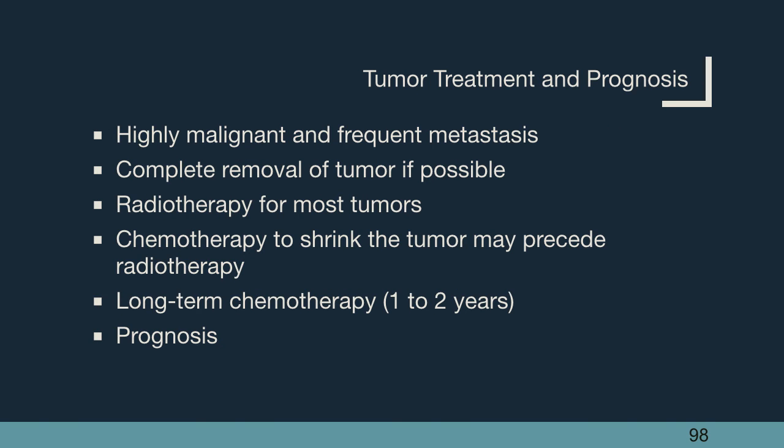Some of the tumor treatments and prognoses: they're highly malignant, and there's frequent metastasis associated with them. We try to completely remove the tumor if possible. In some cases it's not possible, and so they use radiation for most of the tumors. Chemotherapy may shrink the tumor prior to radiation, and long-term chemotherapy, usually lasting 1 to 2 years, is commonly done. And the prognosis is fairly good depending on if it's metastasized and where it's metastasized to.